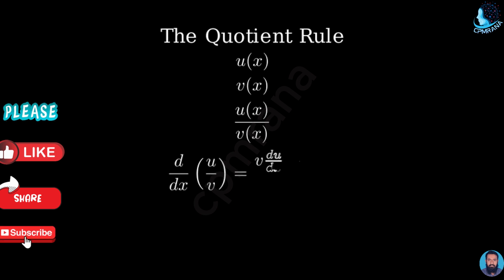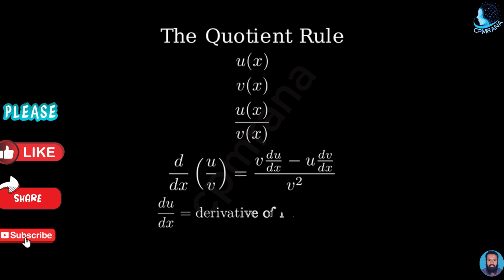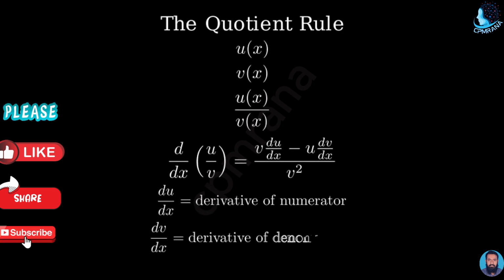The formula states that the derivative of u over v equals v times the derivative of u minus u times the derivative of v, all divided by v squared. Let's break this down step by step. First, we need the derivative of the numerator function u, which we call du dx. Then we need the derivative of the denominator function v, which we call dv dx.